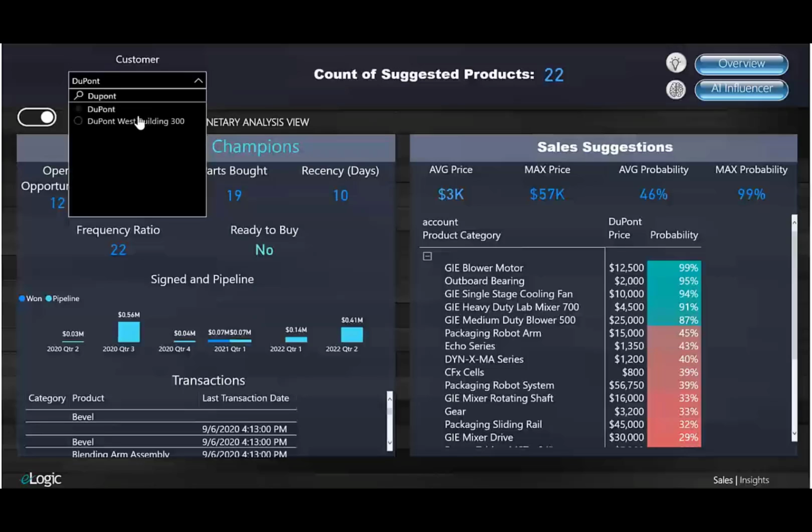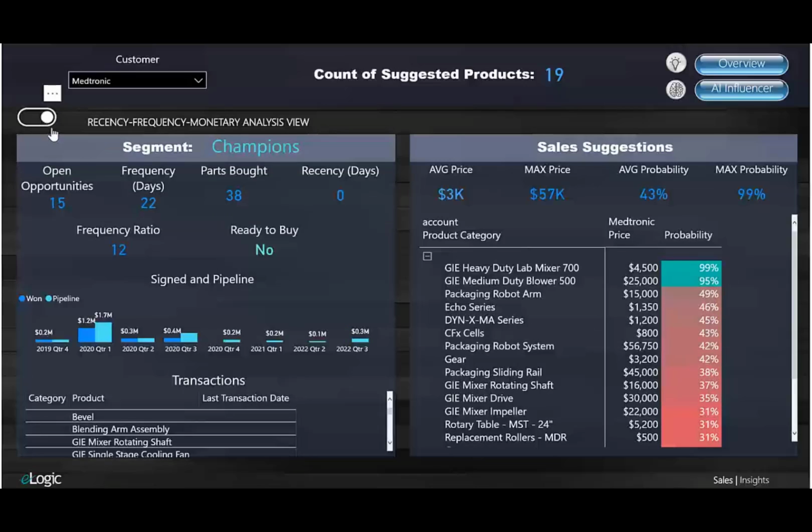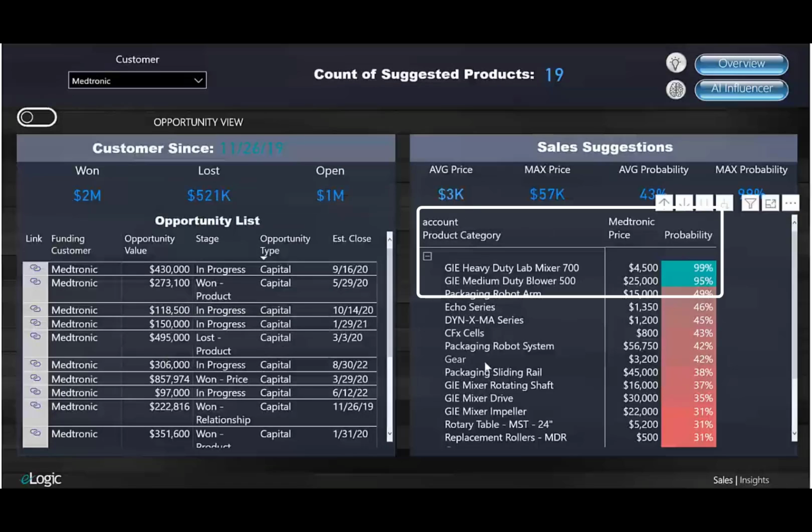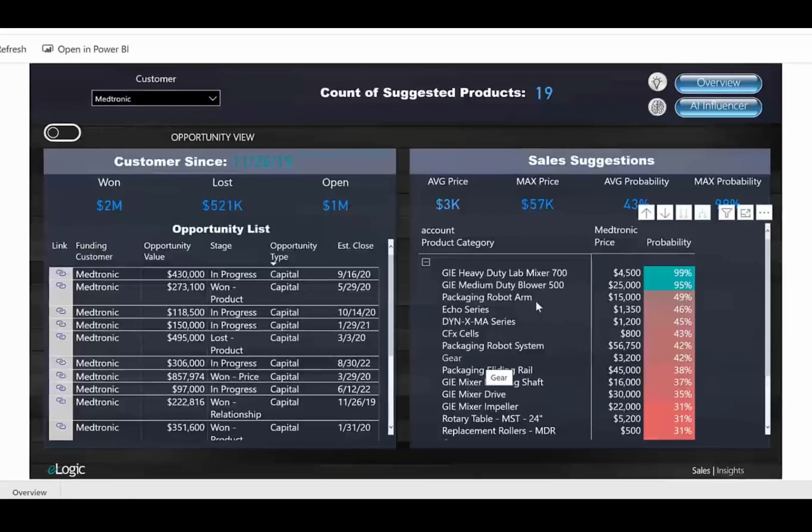Next, I can go and look at some of his other accounts. Medtronic was one of his other big accounts, so I want to have a quick look at that. And here again, I can look at his RFM for Medtronic, and then also jump over and see his pipeline and some of the key sales suggestions for that particular account as well.